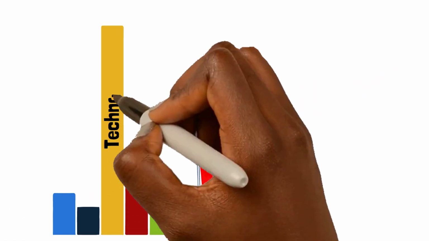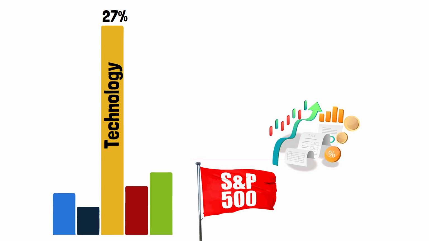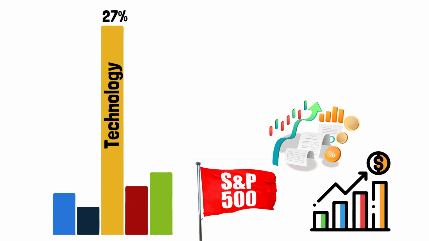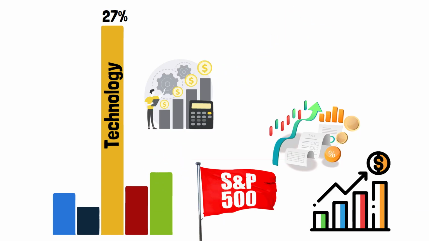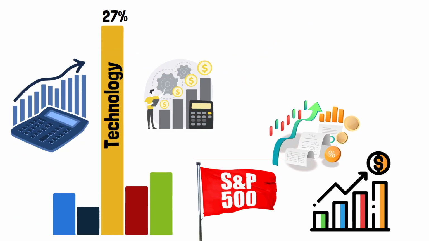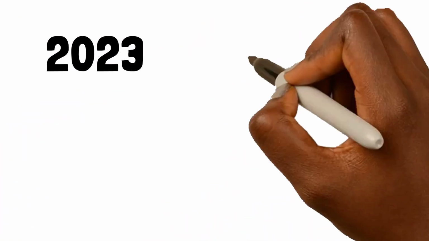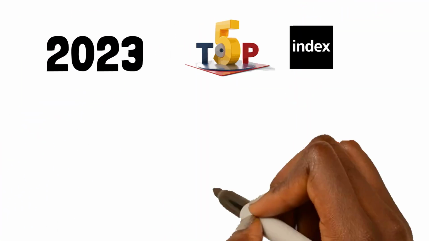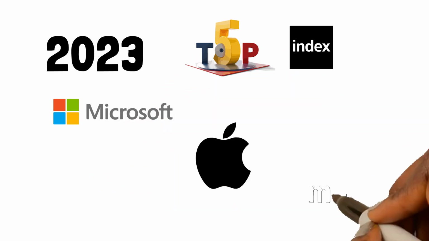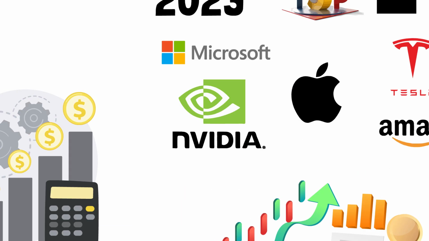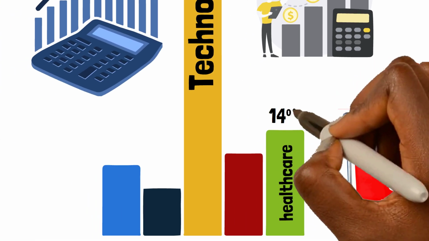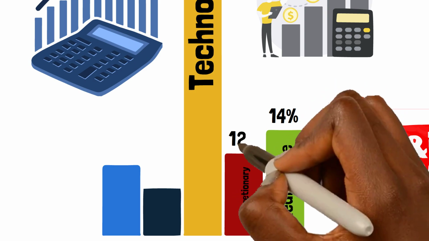The largest sector in the S&P 500 by far is technology, which accounts for around 27% of the index's total market capitalization. Market capitalization, or market cap, is the total value of a company's shares. Basically, it's how valuable the company is. As of the start of 2023, the top 5 companies in the index are Apple, Microsoft, Amazon, Nvidia, and Tesla. This is followed by healthcare at around 14% and consumer discretionary at around 12%.